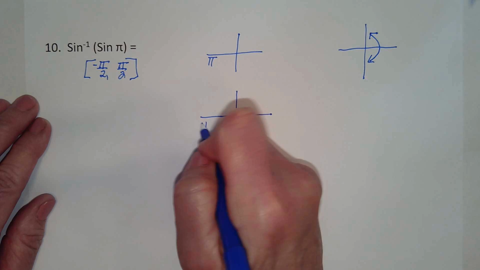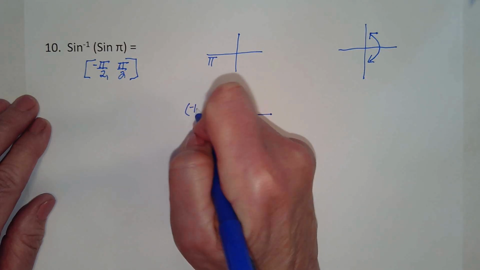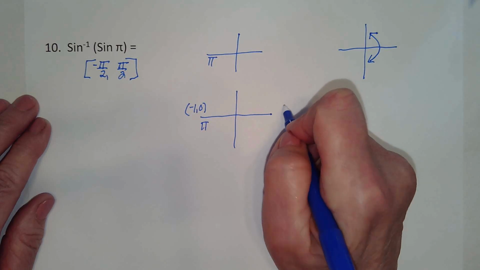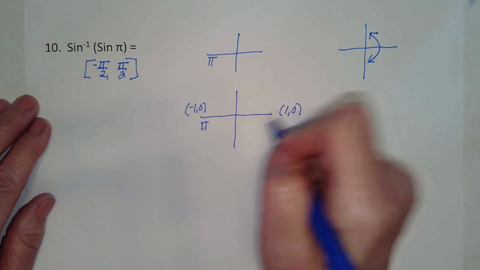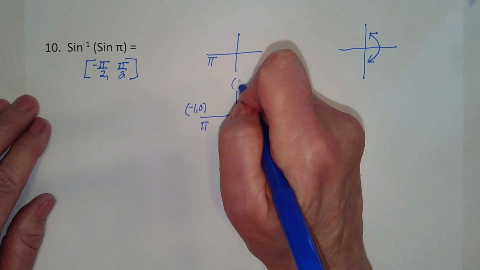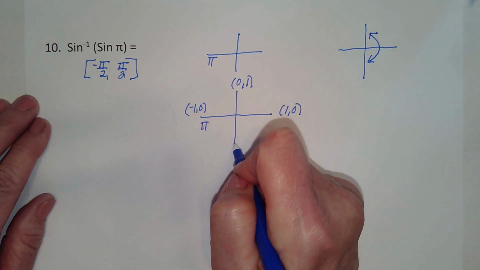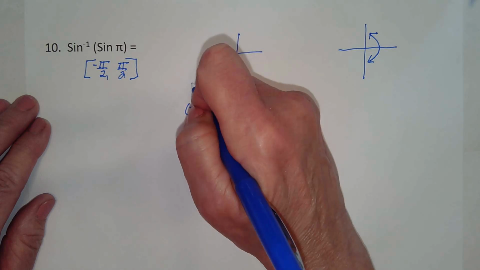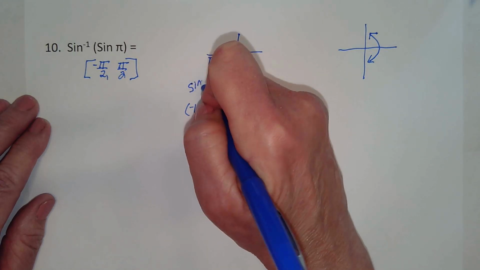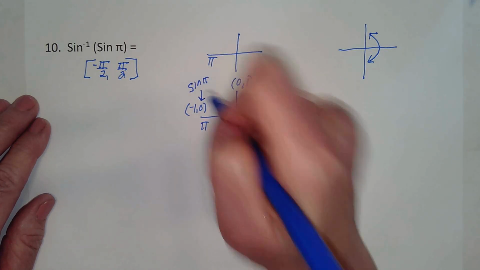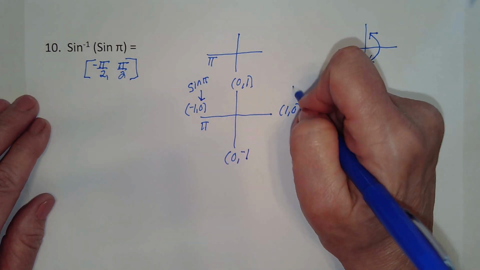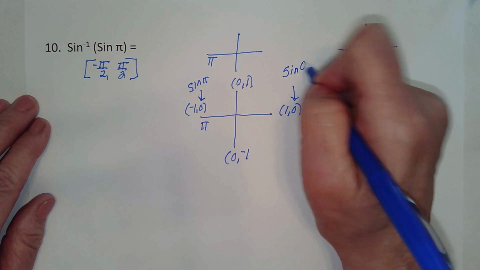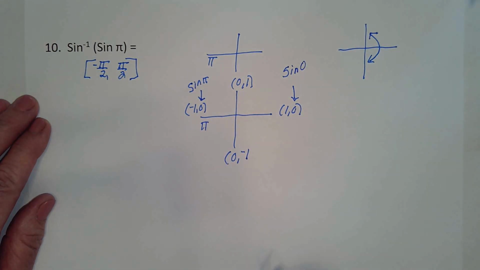For pi, I know that it is negative 1, 0. For 0 or 2 pi, it is 1, 0. For pi over 2, it is 0, 1. And for 3/2 pi, it is 0, negative 1. Well, sine of pi is 0. On this side, sine of 0 is equal to 0.